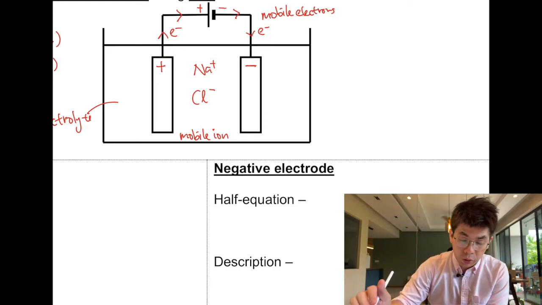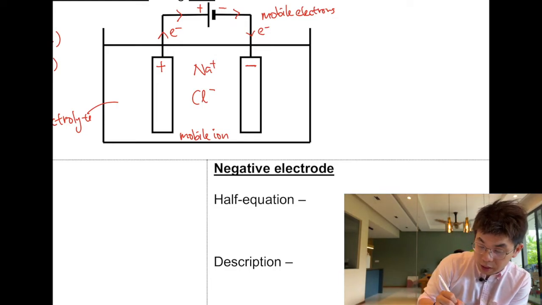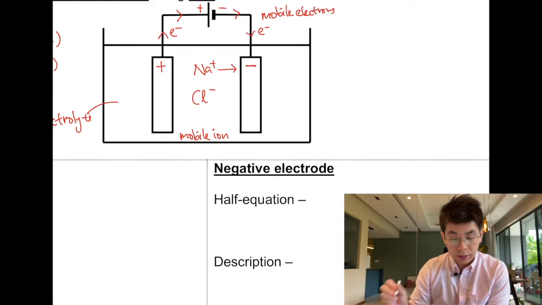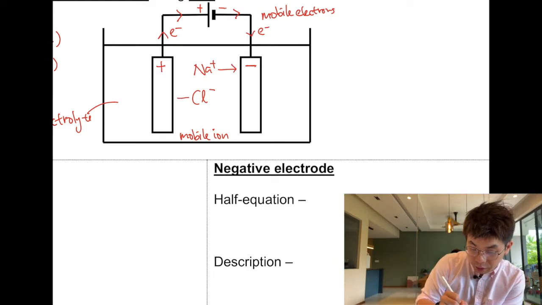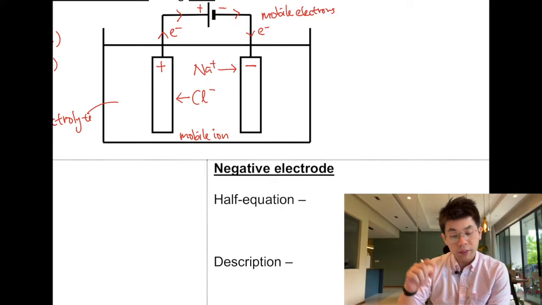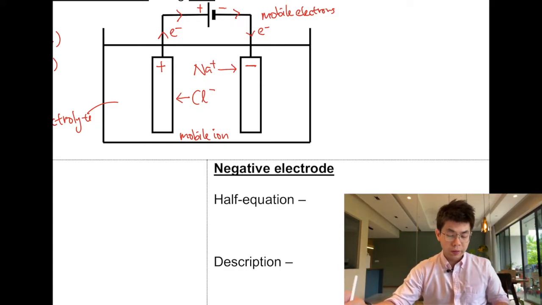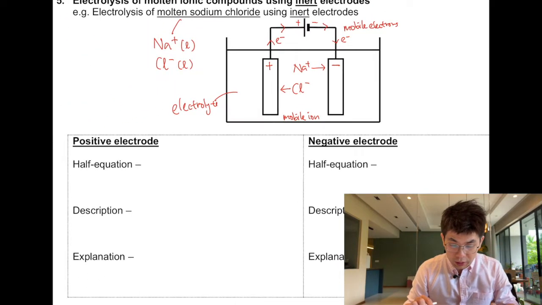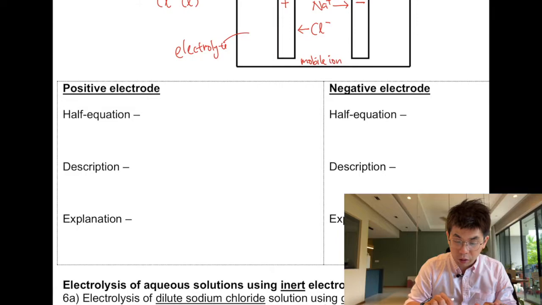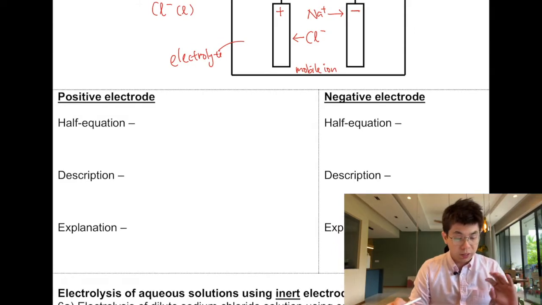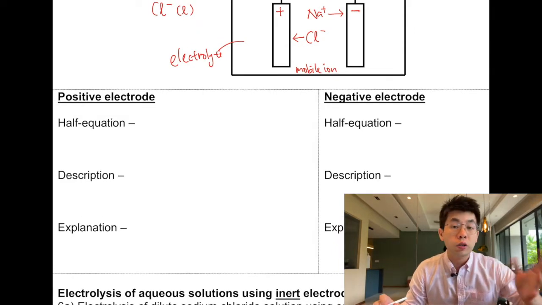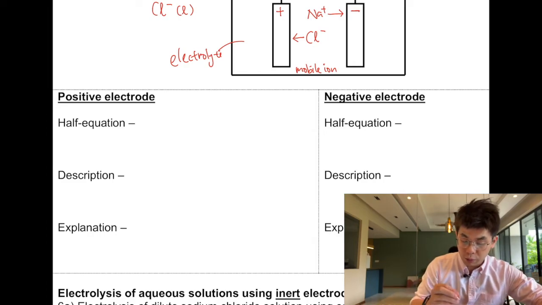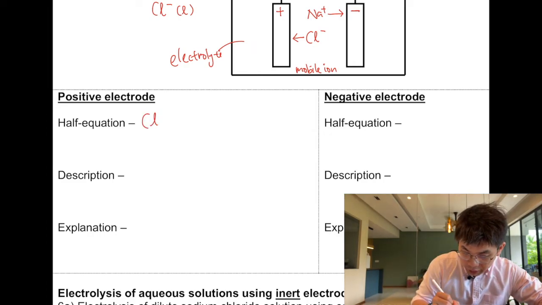So where do they go? Na+ is positive, so it will be attracted towards the negative side, and then the negative ion will be attracted towards the positive electrode. Okay, so let's take a first example. So positive electrode, we know the chloride goes towards the positive electrode. There's nothing else in there, so I do not need to choose. So the half equation will definitely start with a chloride, and this must be a liquid.